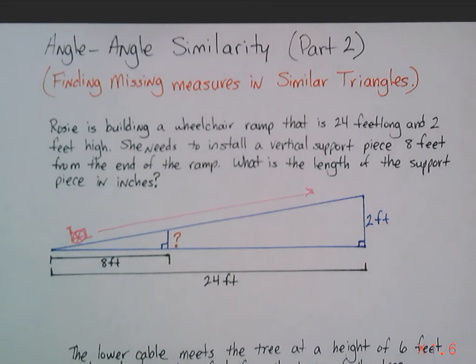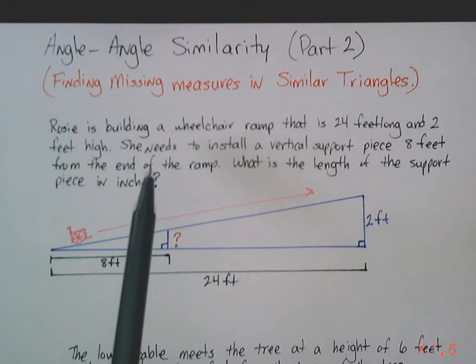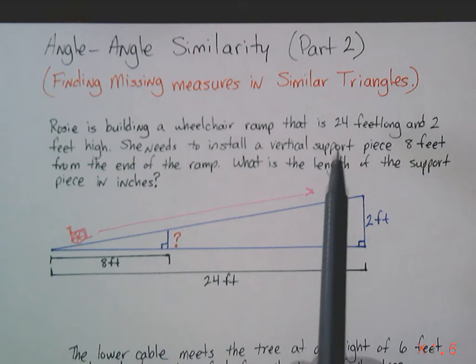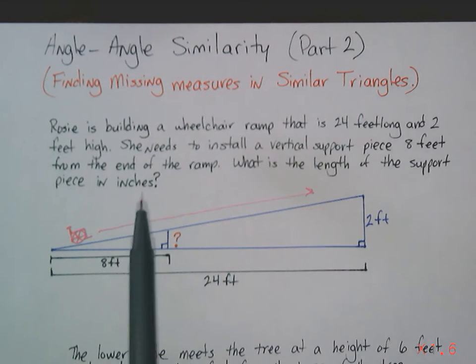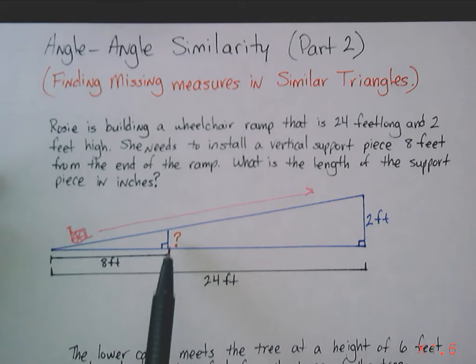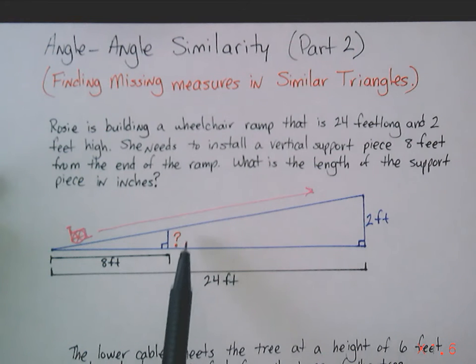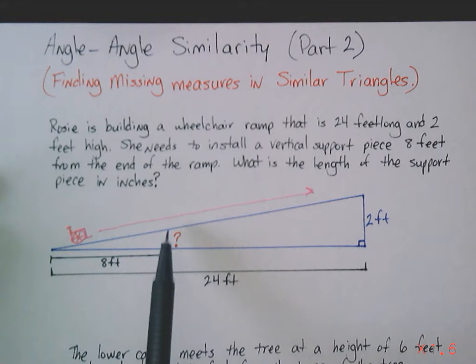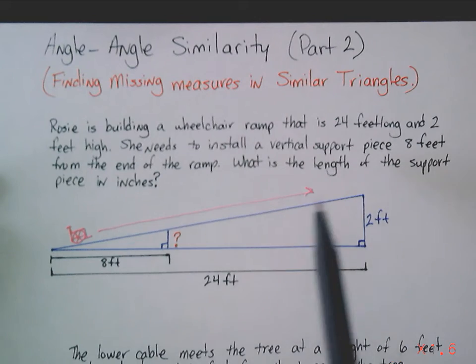Okay, so what she needs to do is install a vertical support piece 8 feet from the end of the ramp. So from the end of the ramp back 8 feet, she needs to put a support beam right here. She needs to figure out what the length of the support beam is going to be, in order to keep that same slope.